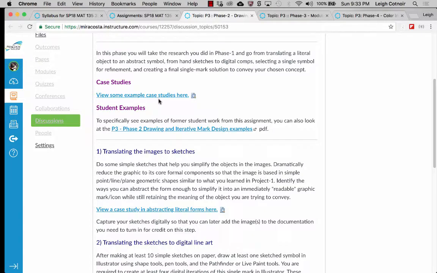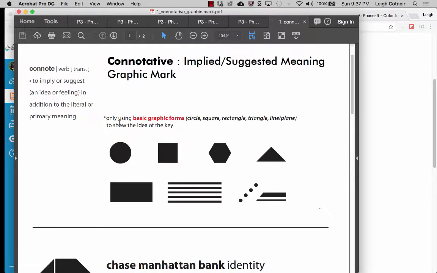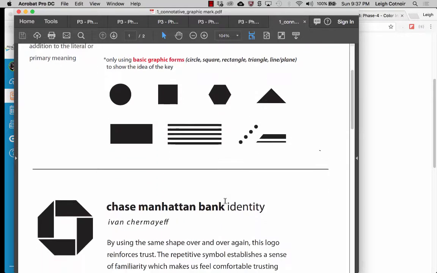So let's take a really quick look here at some example case studies. Okay, so if you open up that file, this will show you some different implied suggested meanings with graphic marks. So you're going to start by using only basic graphic forms, like circles, squares, polygons, triangles, lines, and so on. You can look at this as a sort of key, an index of ideas that you can start with.